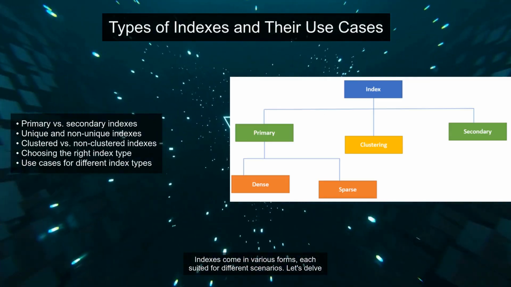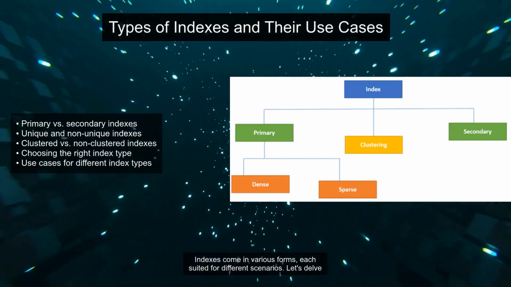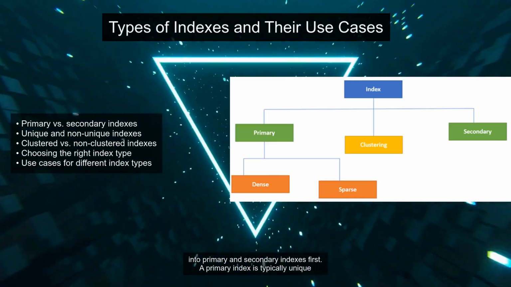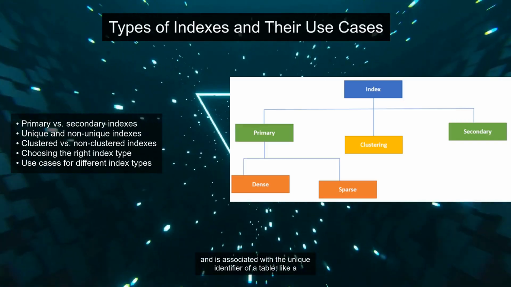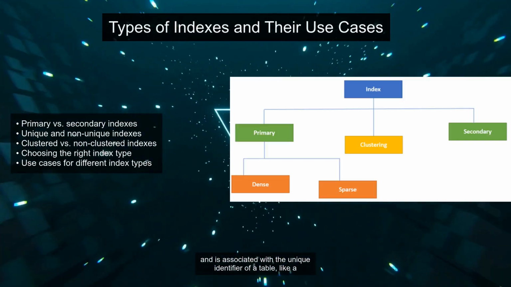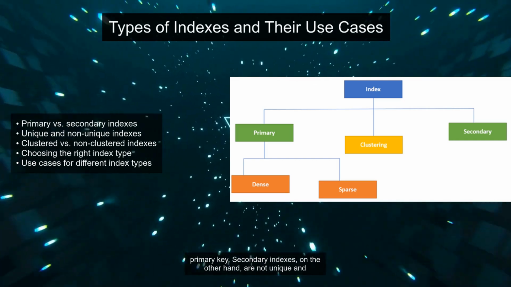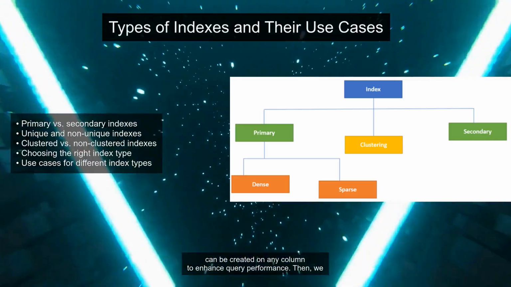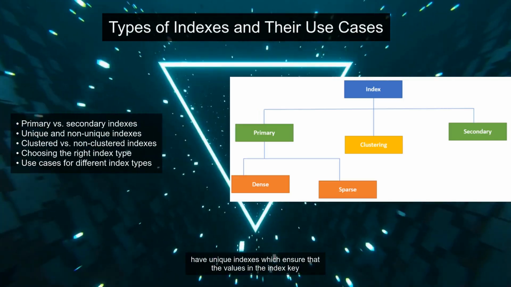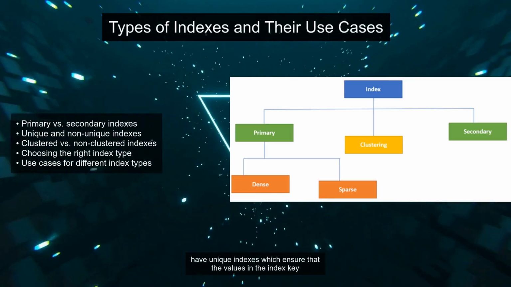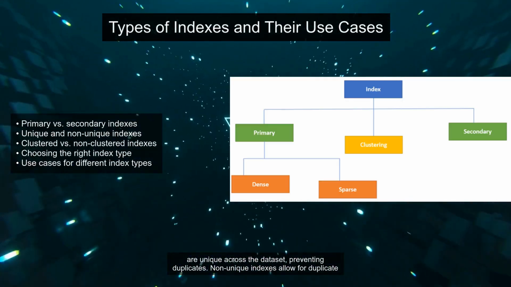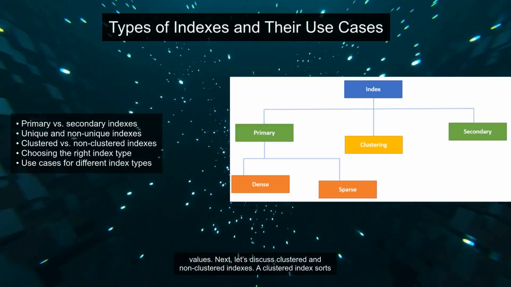Indexes come in various forms, each suited for different scenarios. Let's delve into primary and secondary indexes first. A primary index is typically unique and is associated with the unique identifier of a table, like a primary key. Secondary indexes, on the other hand, are not unique and can be created on any column to enhance query performance. Then, we have unique indexes which ensure that the values in the index key are unique across the dataset, preventing duplicates. Non-unique indexes allow for duplicate values.